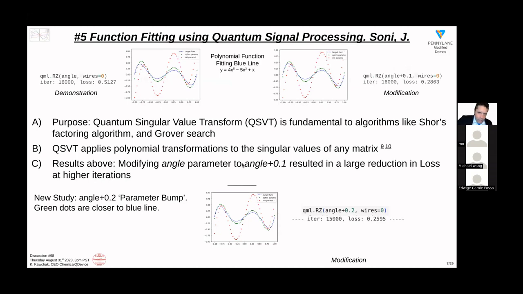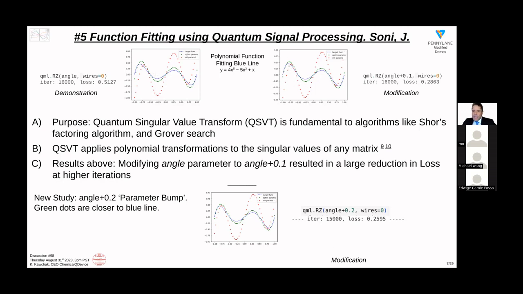Okay, so this next one is basically trying to fit the green line to the blue line. Initially what helped was just, I'm calling it parameter bumping. I've used it in other models too. It's basically when you have an angle or a specific parameter, or it's going to be a rotational angle in quantum parameters. I bumped it to 0.1 and the loss went from 0.51 down to 0.863. So a pretty good reduction. And this is seen because the green dots are closer to the blue line.